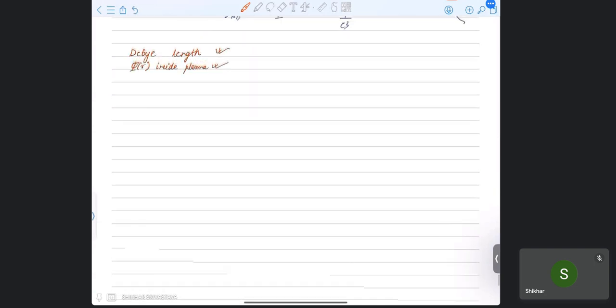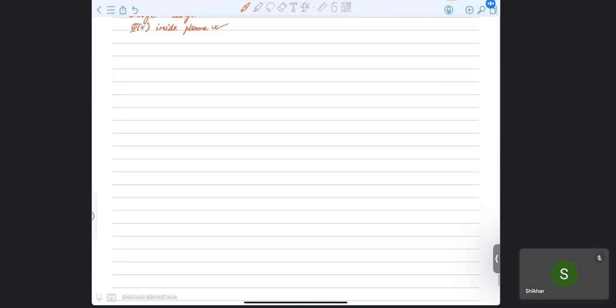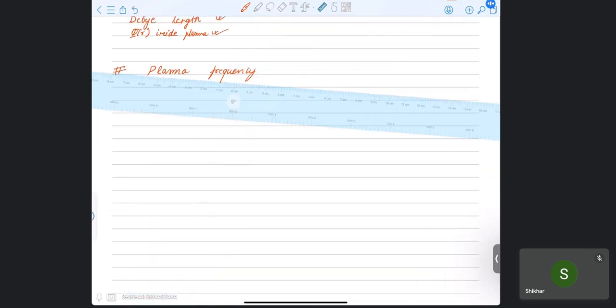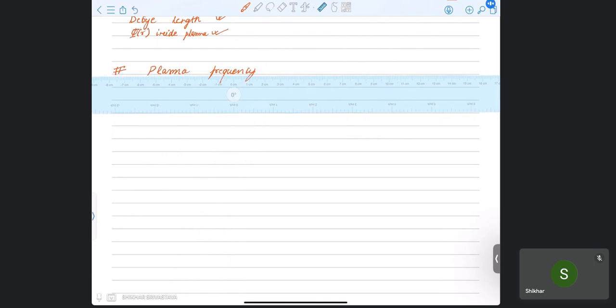Okay. Now comes another topic which is called plasma frequency. Numericals come on this. So from today's and tomorrow's class, because these are very important topics, a number of easy, formula-based numericals can be coming in the exam. I just hope, because these are important topics.